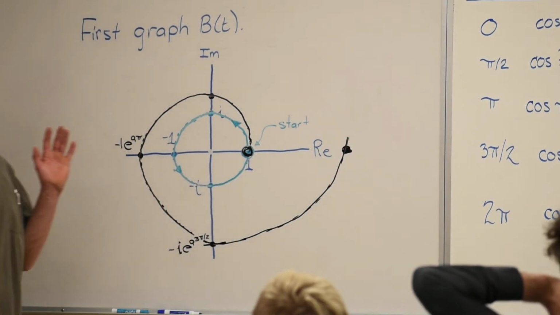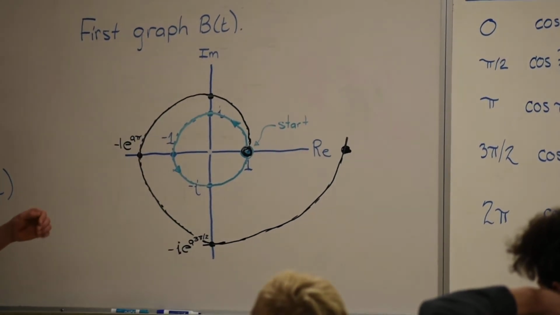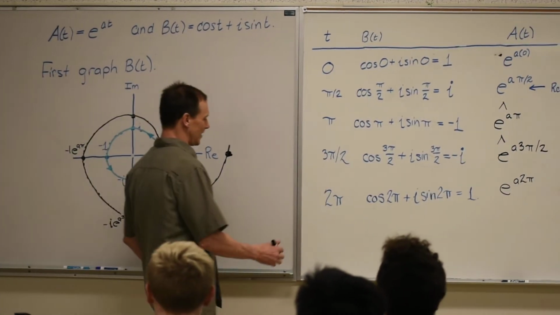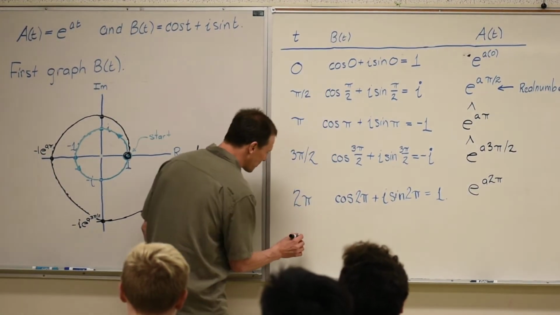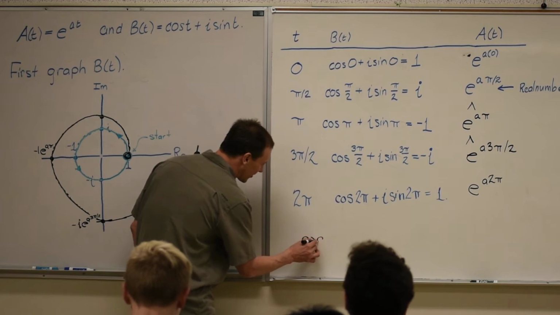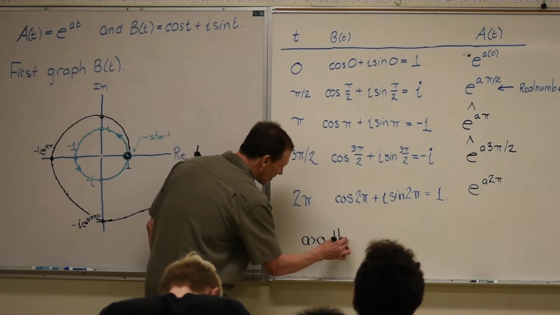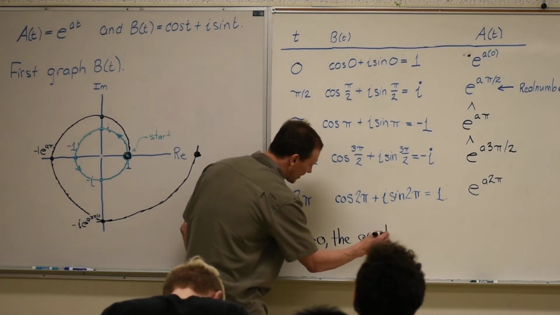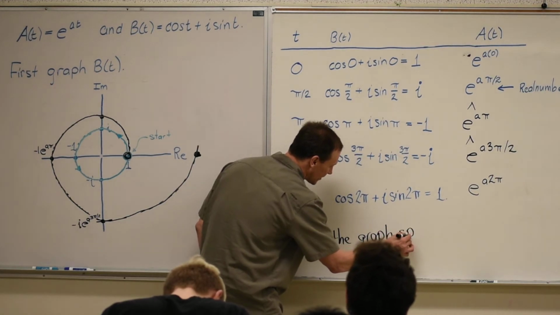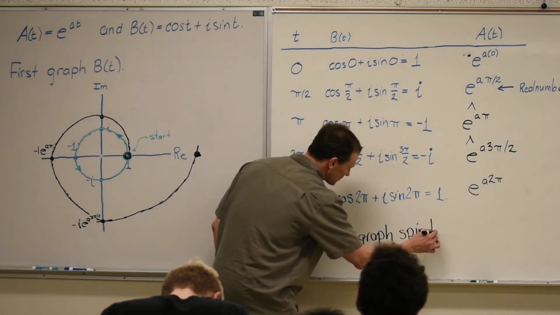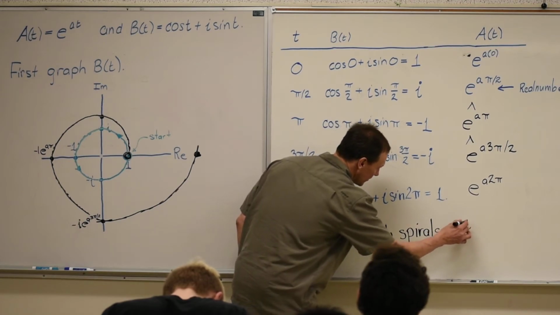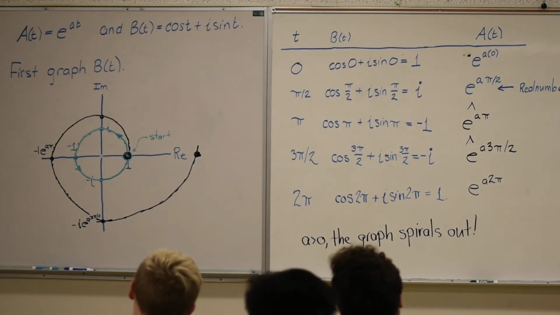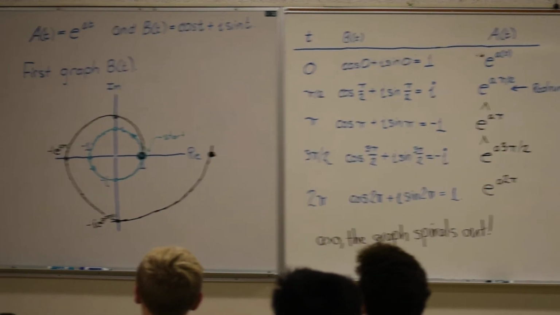So wait a minute. When a is positive, what do I have? I have a solution that's spiraling outwards. So let's make that note. When a is greater than 0, the solution, or let's put the graph, spirals out. I put an exclamation because it's nice to draw a spiral that fits on the board, but in reality, that spiral usually goes pretty fast.